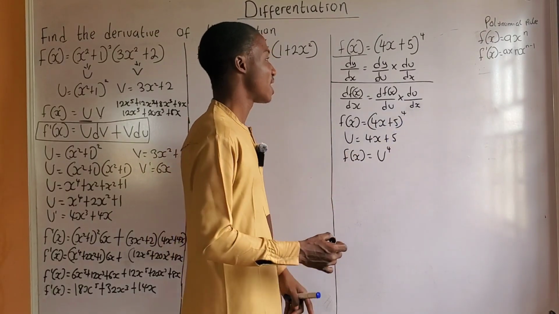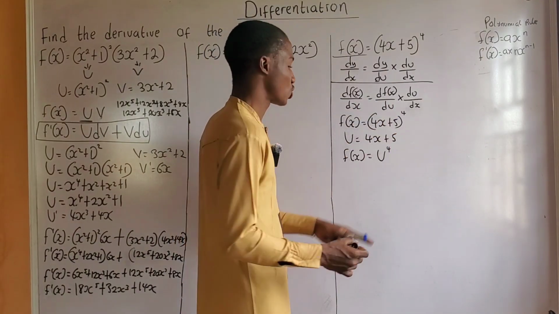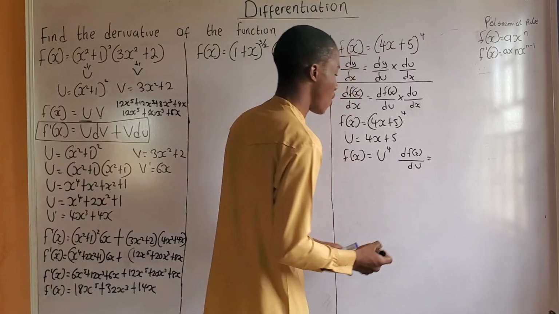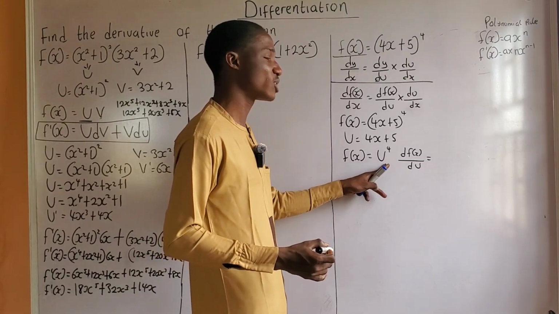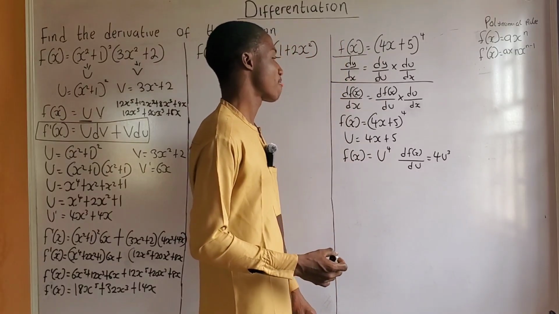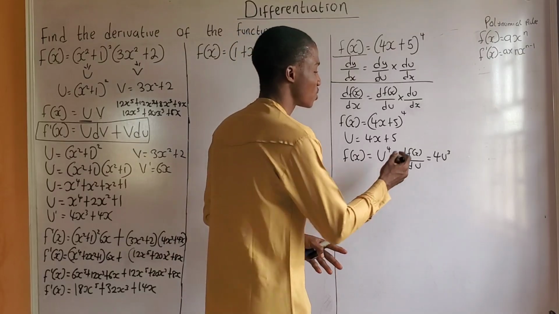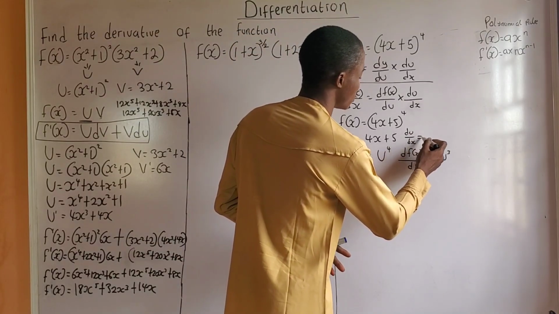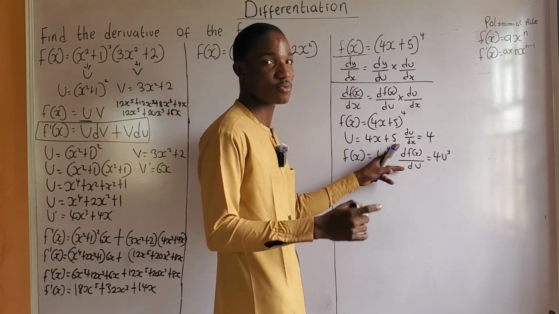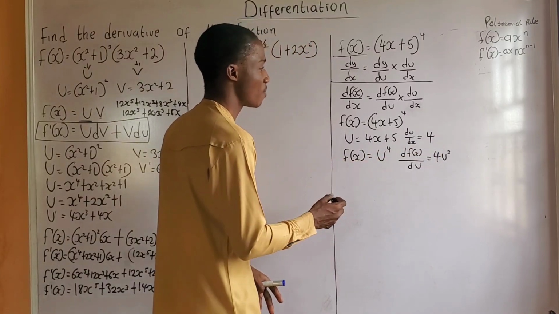Okay. Now, according to this formula, we need the derivative of f of x with respect to u. So I'm going to have df of x all over du equals to, now, using polynomial rule, if you differentiate u raised to the power of 4, what are you going to have? 4u raised to the power of 3, right? Yes. Okay. Now, according to this formula, I also need the derivative of u with respect to x. So I'm going to have du all over dx, which is equals to differentiate 4x. You're going to have 4, right? And if you differentiate a constant, you're going to have what? 0. So the derivative of u with respect to x is 4.